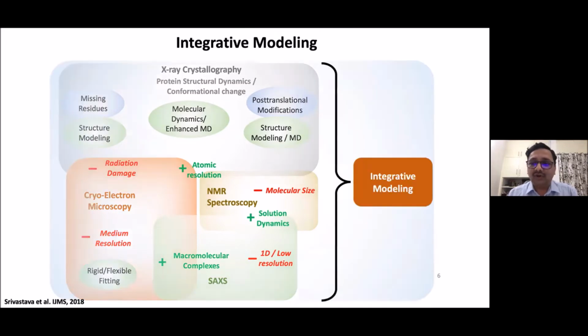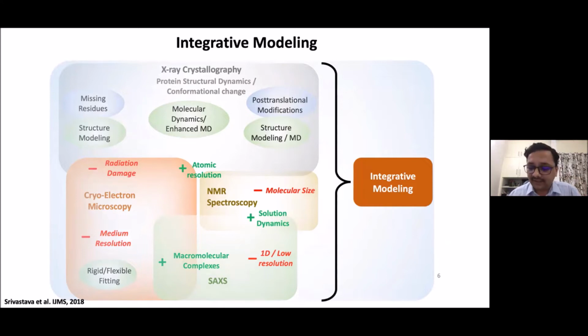So integrative modeling is essentially nothing but combining of data, or basically it can also be called a hybrid method, where you combine data from multiple different techniques, both experimental as well as computational, to infer the structural model, the structure as well as dynamics of the macromolecular complexes.